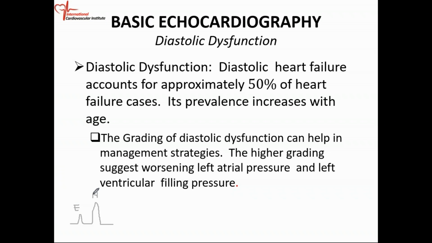The next thing you're going to look at is your E to E prime ratio. So remember, to get your E prime, you have to do your mitral annular velocity, your tissue Doppler imaging, and you're going to look at E prime. Okay? So you want to know what that ratio is.